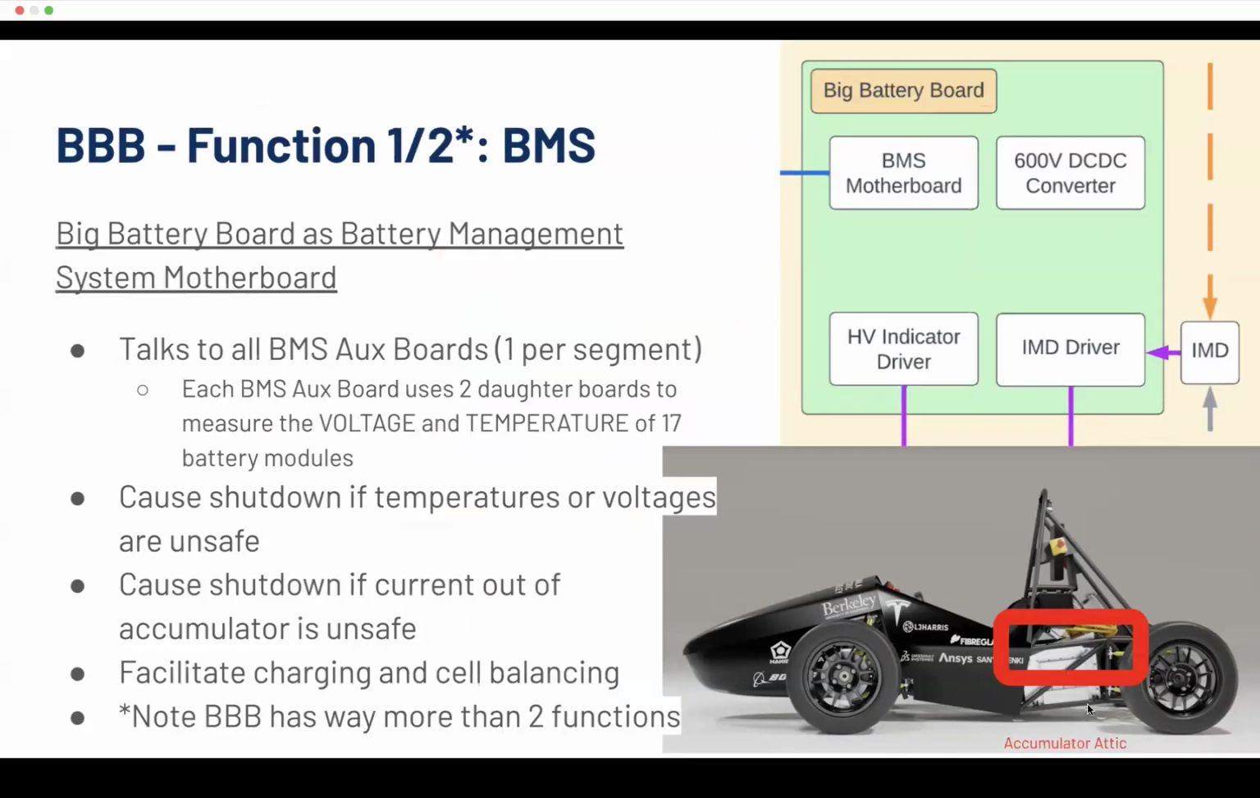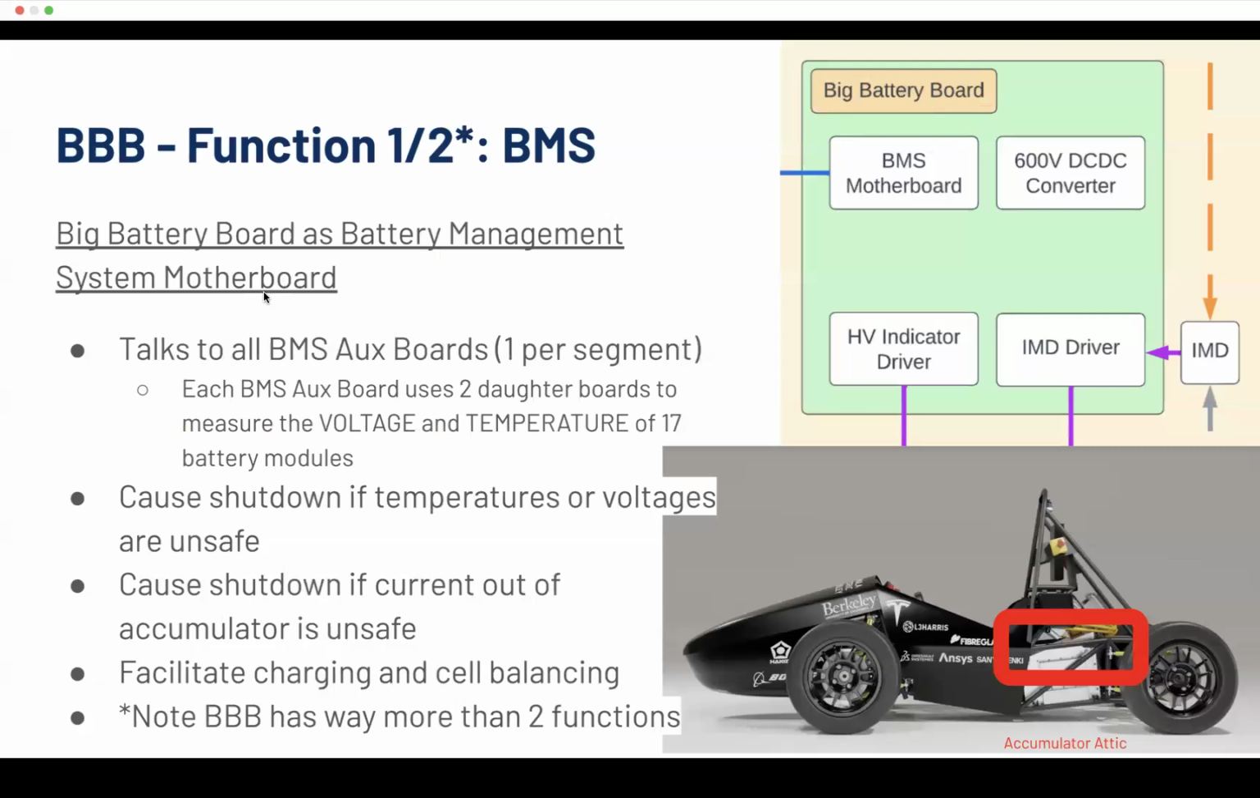But basically it goes in the accumulator attic. The attic is what we call the section above the segments. This is a screenshot from SN2, where we had a 4x2 accumulator housing. So you had 4 segments going in, then you had the attic above it. Now we have 7 in a flat pack in the attic above that, just to try to reduce that Z height.